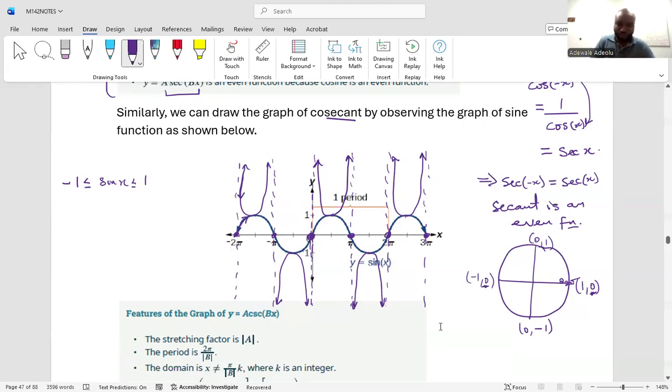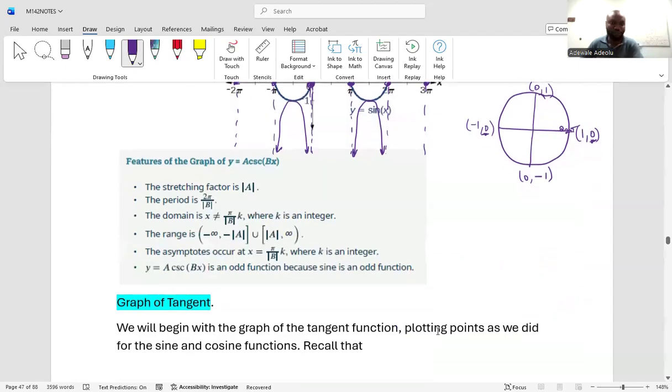And briefly again, the features of cosecant. Again, we call A the stretching factor. The period is 2 pi divided by B. And in this case, if B is 1, then that is 2 pi. And we need to remove those points from the domain. Those points are where sine is 0, we need to remove that. And it turns out to be pi over B k.